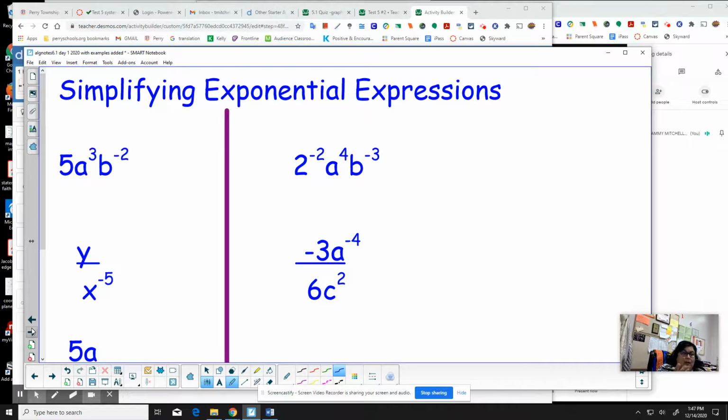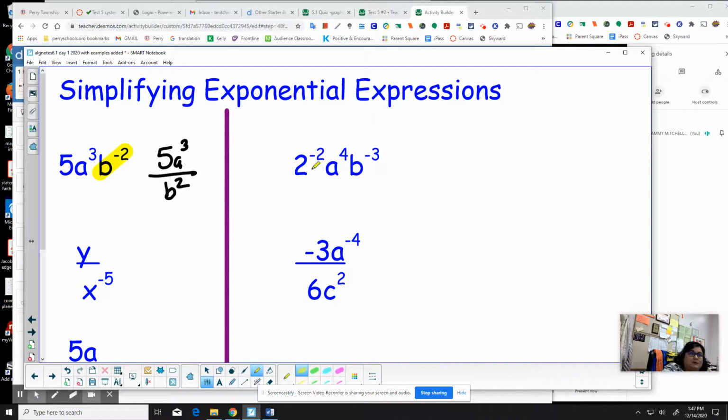All right, so there I have more. I mean, it's just the rule again and again and again, and you just have to figure out which ones to move and which ones not to move. So as I look at the first one, the 5 is perfectly fine where it is. The a to the 3rd is perfectly fine where it is. The b to the 2nd needs moved. He's unhappy. So 5a to the 3rd over b squared.